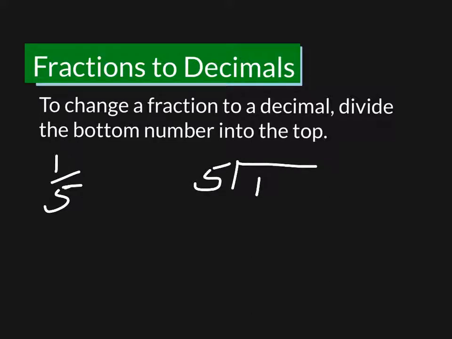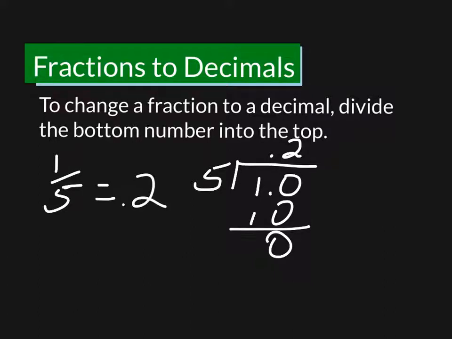5 goes into 1, and obviously 5 doesn't go into 1. But what we're doing here is dividing decimals, so I can just add a decimal and a 0. And I'll move the decimal straight up. Now 5 does go into 10 twice, and I'll write the 2 above the last digit in the number I'm dividing into. 2 times 5 is 10. We're done. So 1/5 is equal to 0.2.